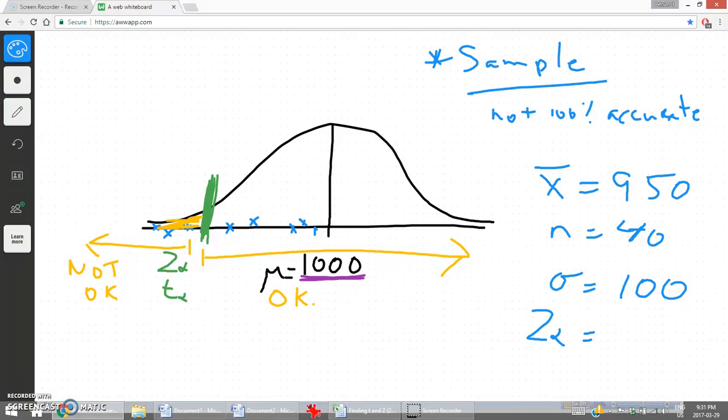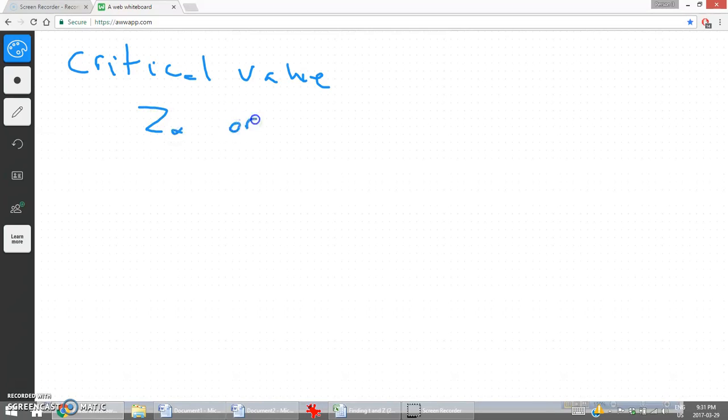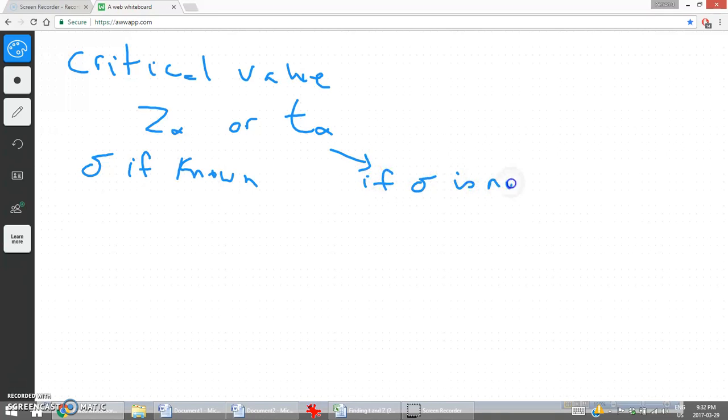So let's work through this process. Let's find some more room. In the question, it states what the critical value is going to be. Let's write that up here. The critical value is basically a Z alpha or a T alpha value: Z if we know the population standard deviation, or T if the population standard deviation is not known.